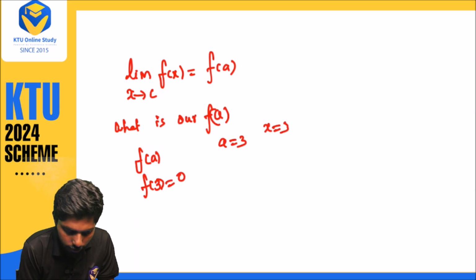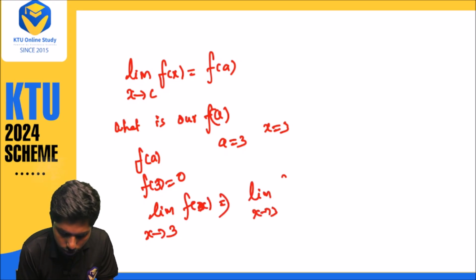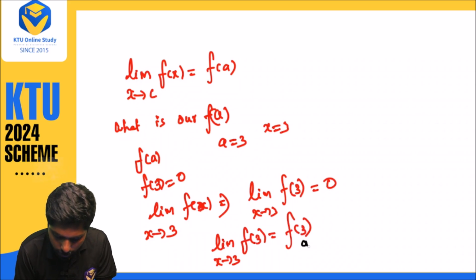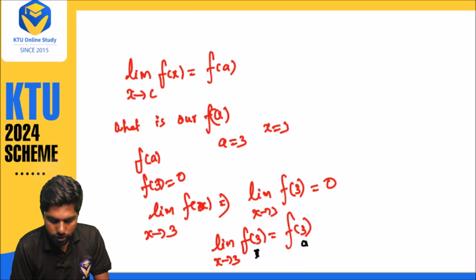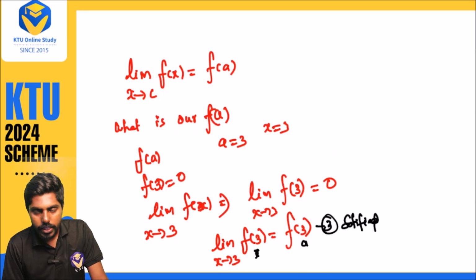So here, what have they given? Limit when x approaches 3, f of x is equal to what? It is nothing but what we get when we take f of 3, which is also 0. So limit x approaches 3, f of x is equal to f of 3. That is nothing but f of a. So our third condition is also satisfied.